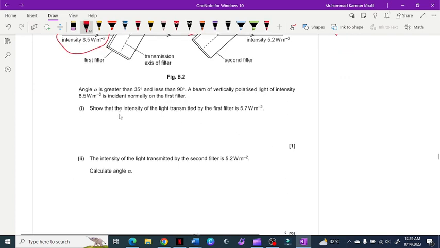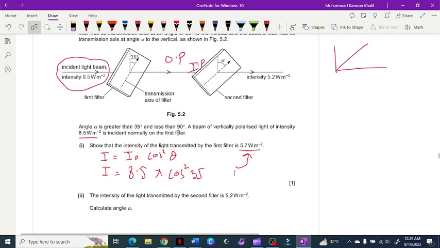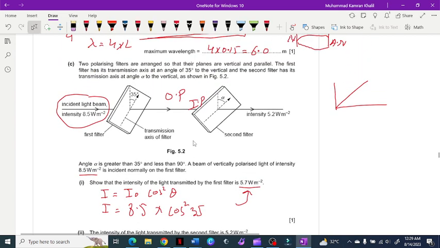State the intensity of the light transmitted for the first filter is 5.7. We have to prove that. So I is equal to I naught cos square theta. What was the maximum intensity? 8.5 as shown. So 8.5 into cos square 35. We will solve it and we will get 5.7. Now this 5.7 is input for the second polarizer.